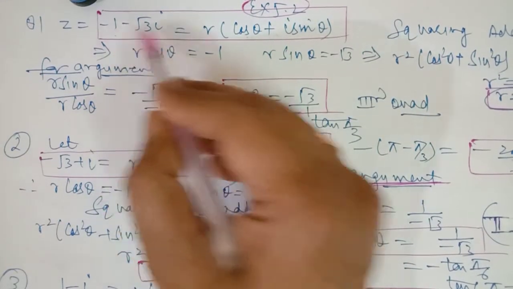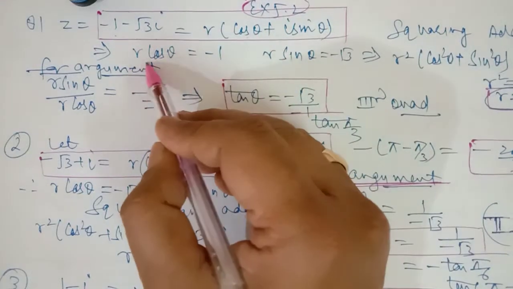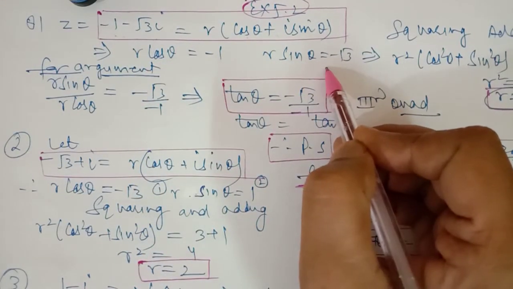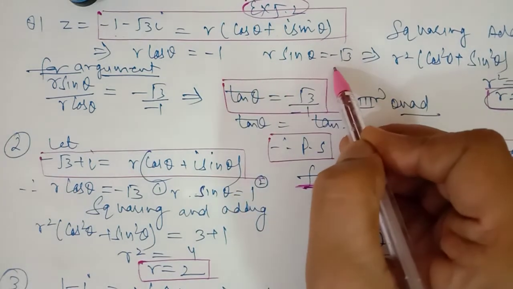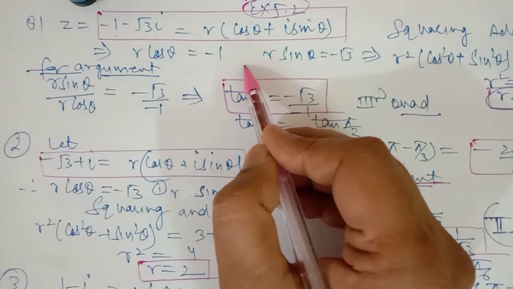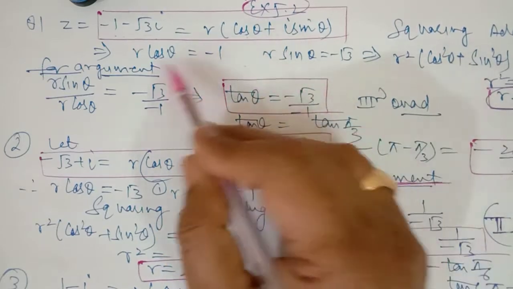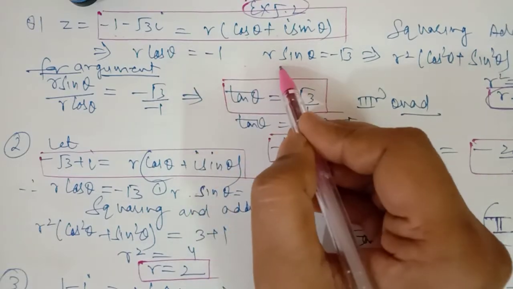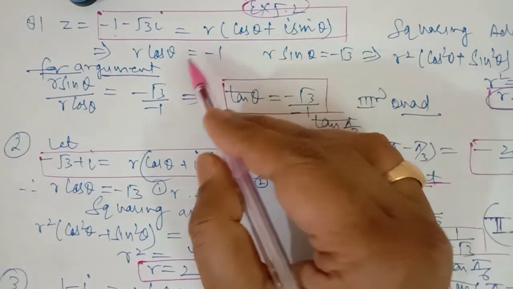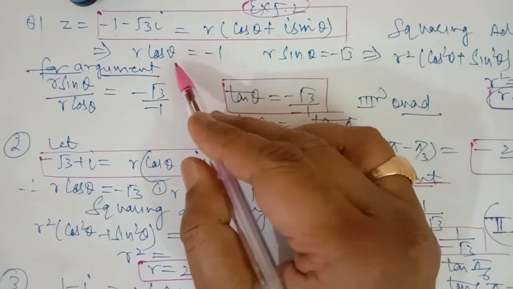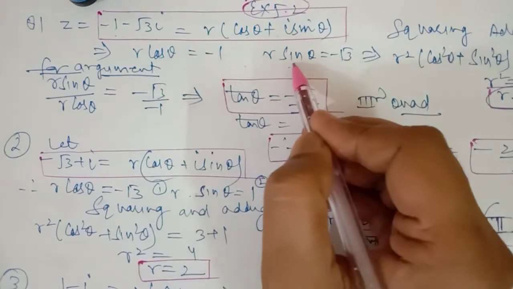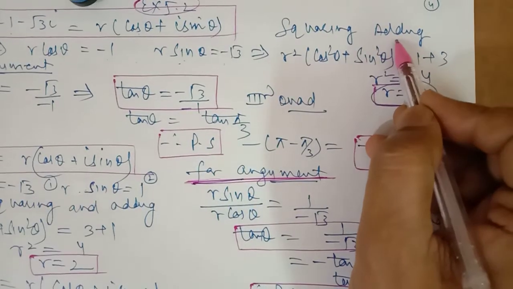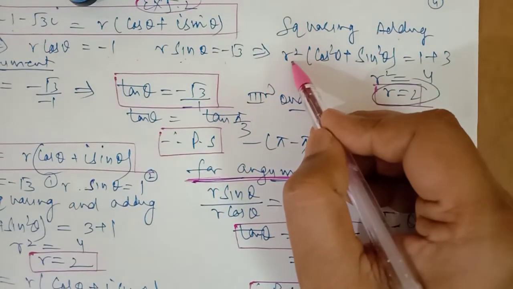When the two complex numbers are equal, equate real part with real part, and imaginary part with imaginary part. Now you have to use these equations to find the value of r and theta. r is known as the modulus of the complex number, and theta is known as the argument of the complex number. So first of all, squaring and adding. You can square and add left hand side and right hand side, to find the modulus of the complex number.